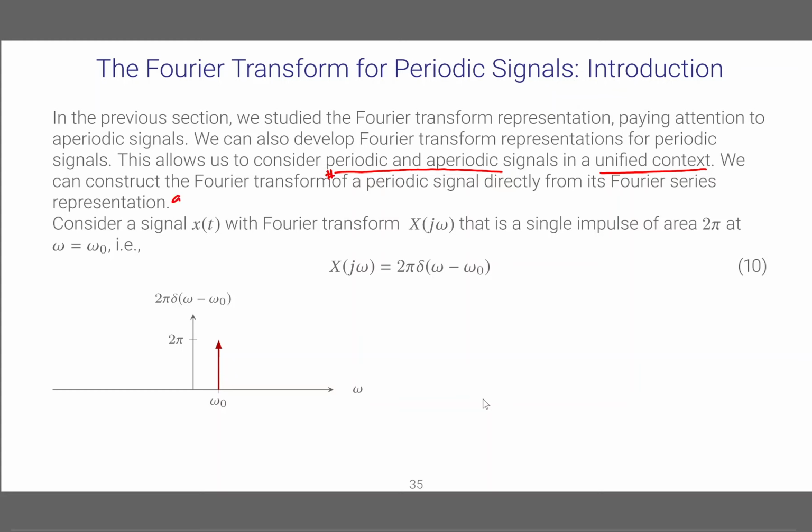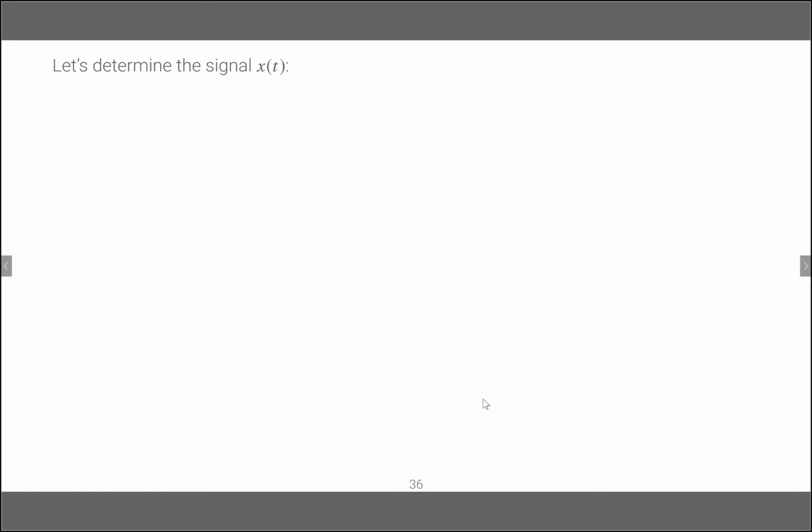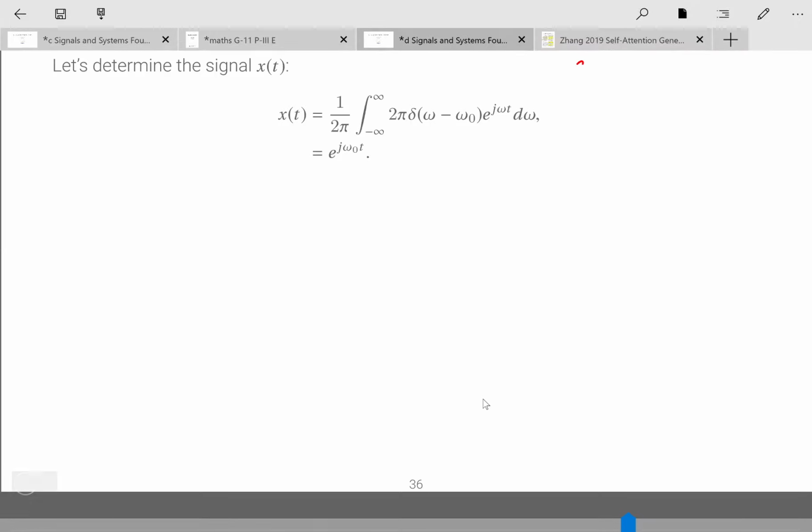We can construct the Fourier transform of a periodic signal directly from its Fourier series representation, that means using the a_k's. Consider a signal x(t) with Fourier transform X(j omega) that is a single impulse of area 2 pi at omega equals omega naught. So let's consider an impulse at omega equals omega naught right here, and we call its area 2 pi. It's not the height, it's the area, remember. Alright, so that is our Fourier transform. Okay, so let's determine the signal x(t). To determine x(t), we apply the inverse Fourier transform expression.